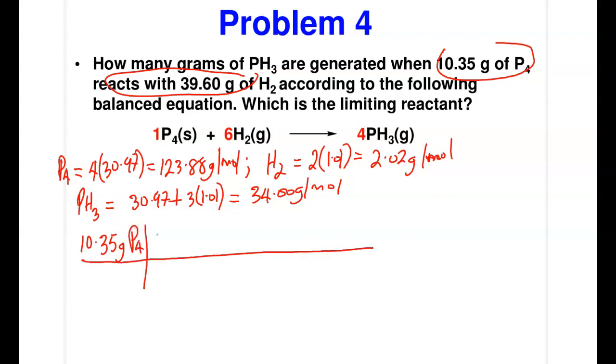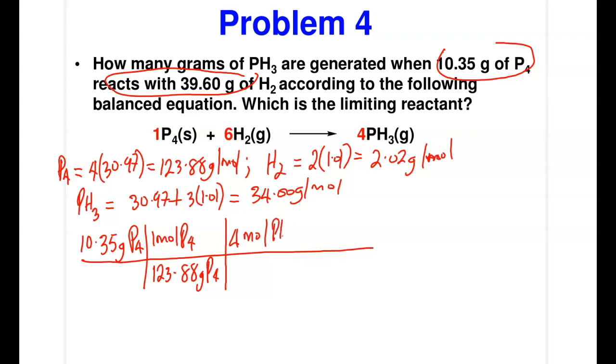I want to convert it to moles. So it's going to be 1 mole of P4 equivalent to 123.88 grams of P4. And then 4 moles. Remember again, we've converted it to moles of P4. So we want to convert it from moles of P4 to moles of PH3. So the ratio is 4:3.